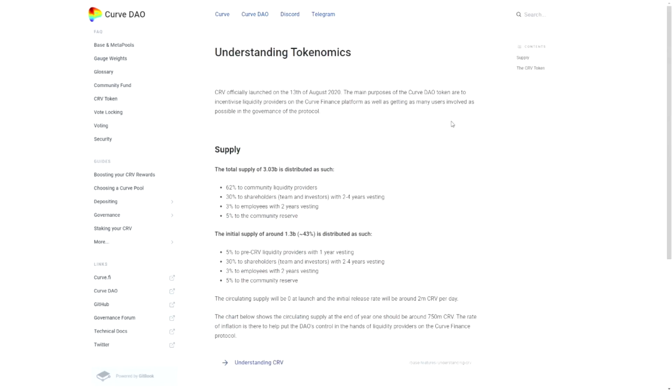Then we have a look at the tokenomics of the token. Well, it's pretty simple. The total supply is 3 billion. Thankfully, most of the tokens, of course, are going to the community. Then a big portion goes to the shareholders, which have to vest the tokens for 2 to 4 years, which is definitely a decent period. Then we have the employees, also 2 years, and then community reserve.